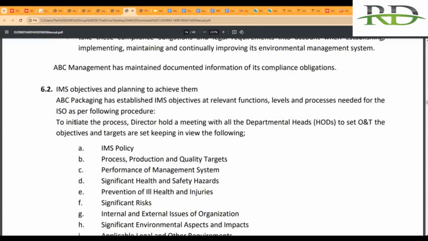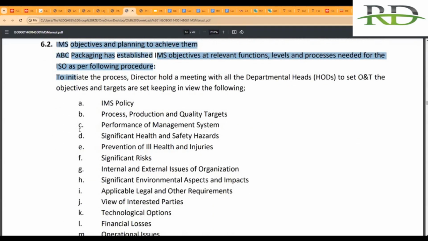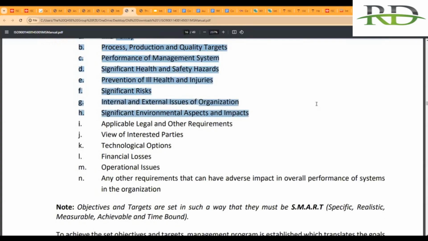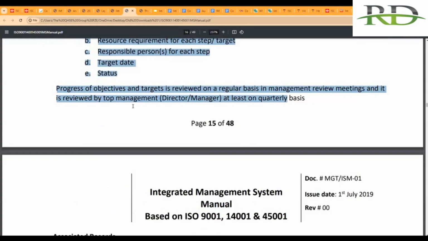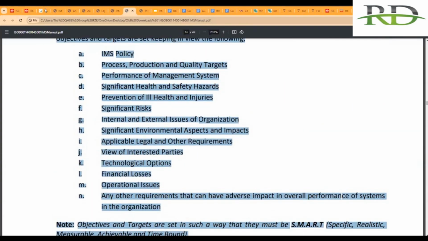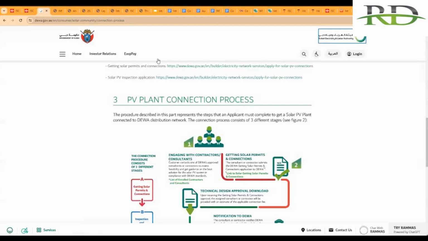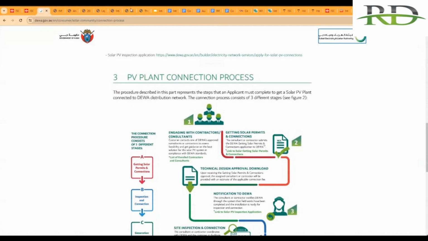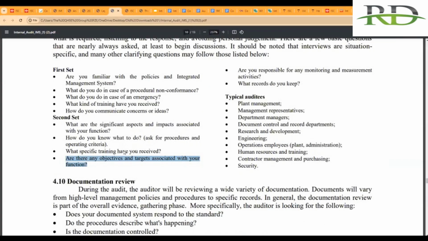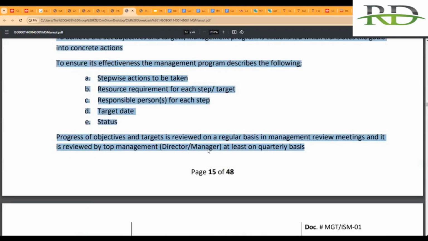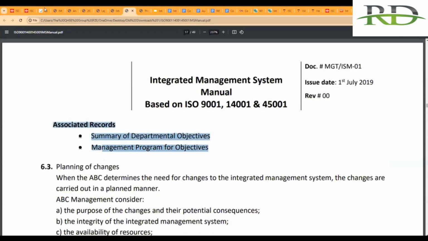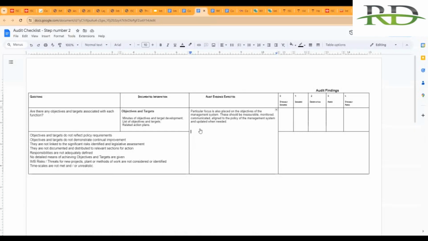So when I'm going to conduct an audit, this is a further clarification, a big explanation. This section that I'm marking in blue, this is what I expect to see in this process. Then I'm going to request these associated records. I'm going to request these two associated records, and I'm going to look for this information like that. You see?